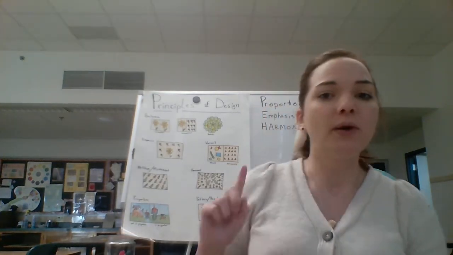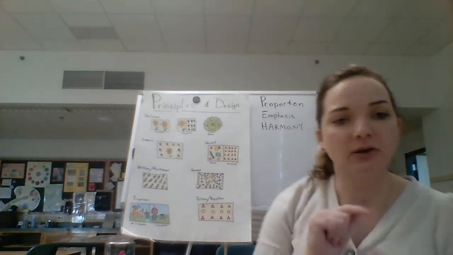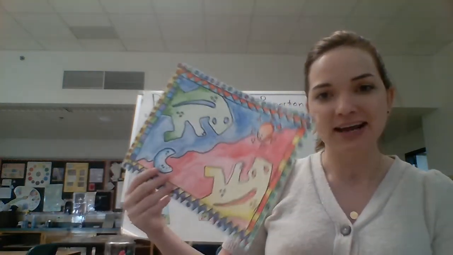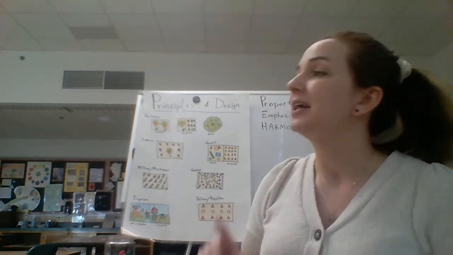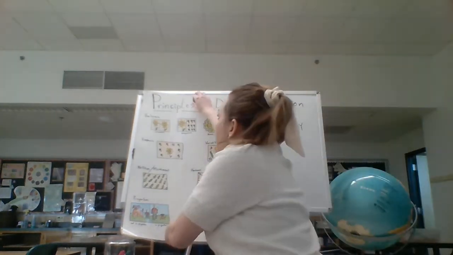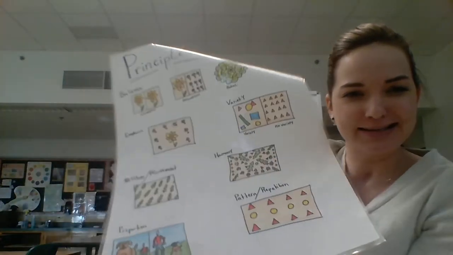So our last three would be proportion, emphasis, and harmony, and I'm going to explain all three of those, and we're going to be able to make a work of art that shows all three. Let's start by talking a little bit about what they are. We're going to start with proportion. On my handy dandy chart, let's take a look.